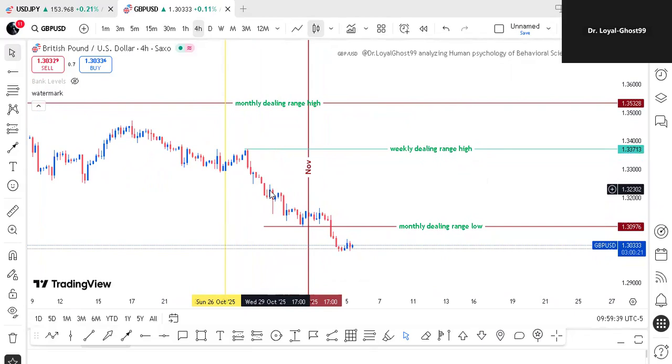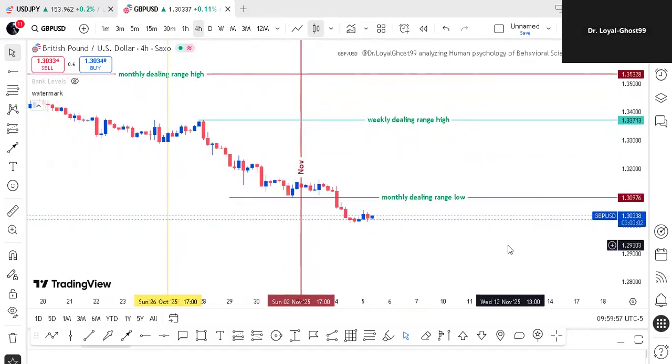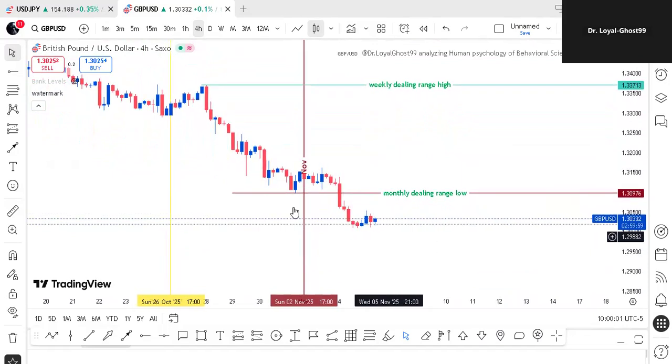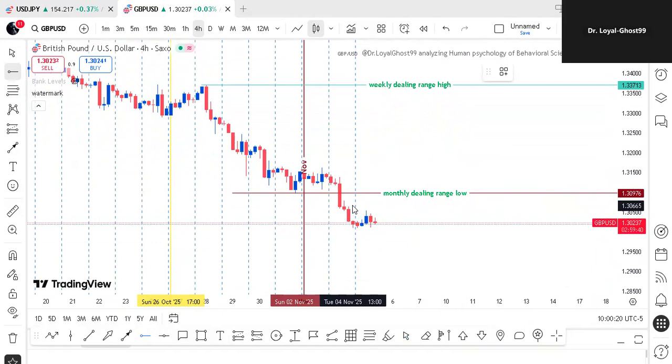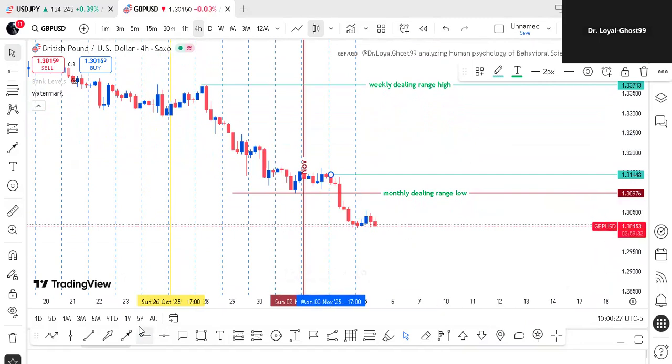Meaning this week sellers were too aggressive. This November is also the start of this week. So you can also get my daily dealing range. I know the previous week was bearish. A lot of selling took place this week. Establish my daily range. Daily dealing range. Dealing range high. Dealing range low.